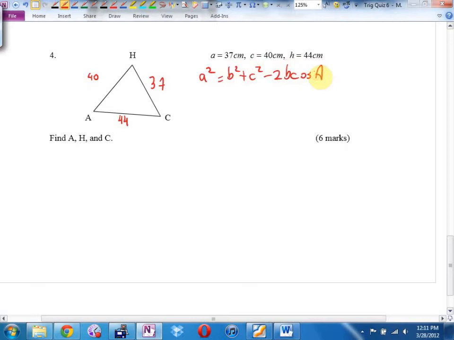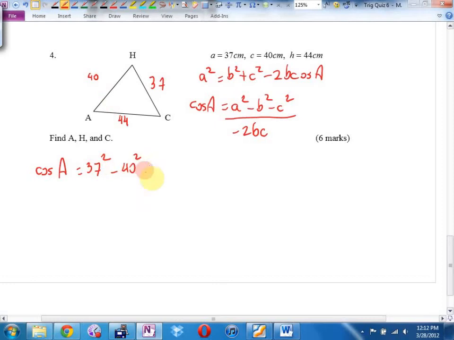Except on your last quiz, I also said, for what it's worth, cos A equals a squared minus b squared minus c squared all over negative 2bc. Those of you that are in physics, you'll notice I just rearranged the formula and got the cos by itself. So I'm going to use that to find big A. Cosine of big A is going to be little a, 37 squared, minus little b, doesn't matter, 40 squared, minus 44 squared, all over negative 2 times 40 times 44.